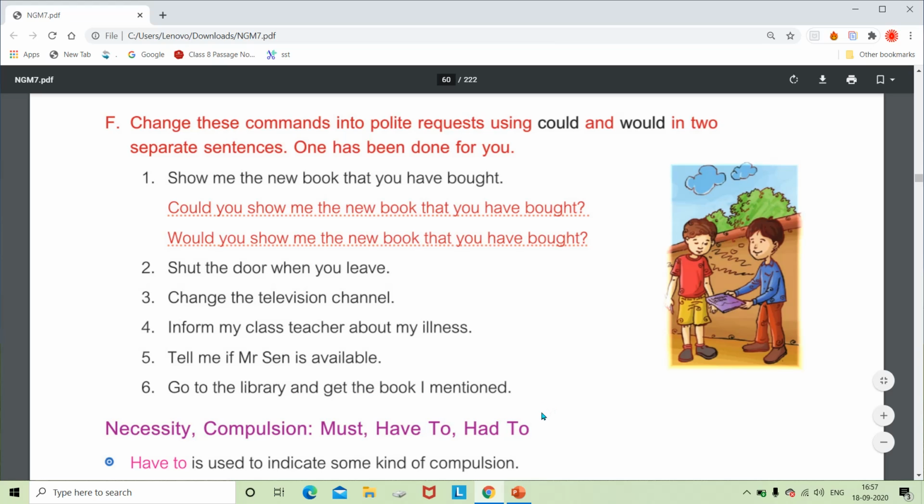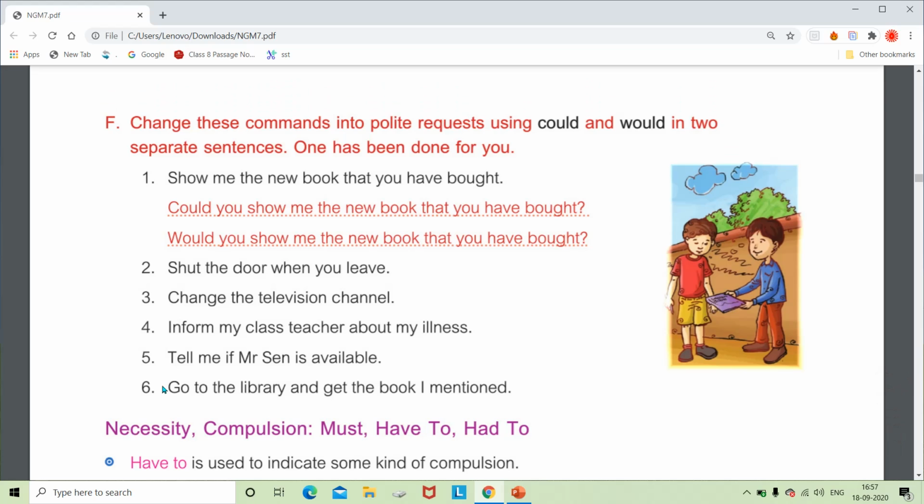So here we can find go and get, these two V1 forms, and these two commands are given using the connective and, they both are connected in one sentence. So we will just use could you, would you only here in the beginning. So: go to the library and get the book I mentioned. We can say, could you go to the library and get the book I mentioned, or else would you go to the library and get the book I mentioned.